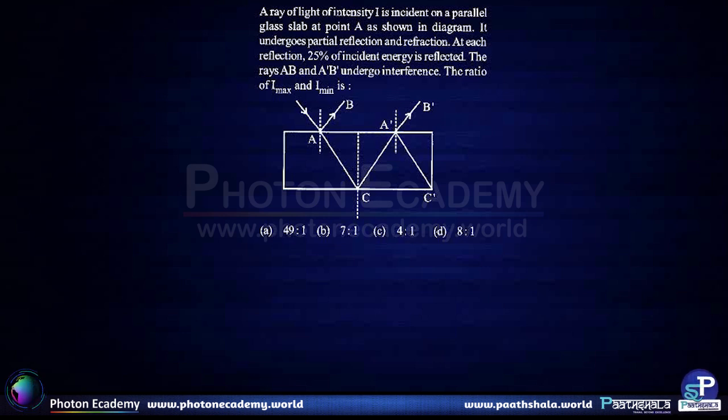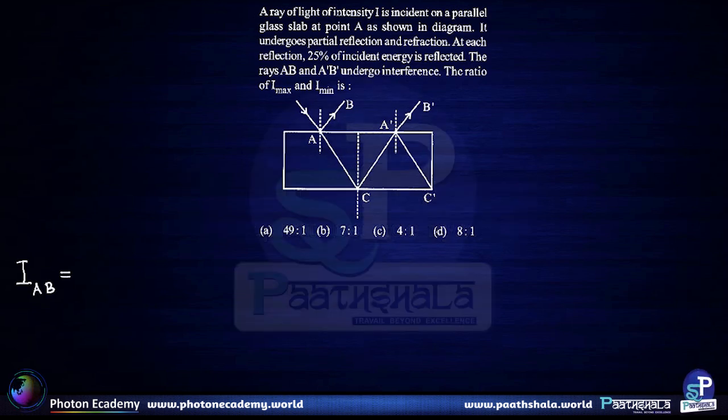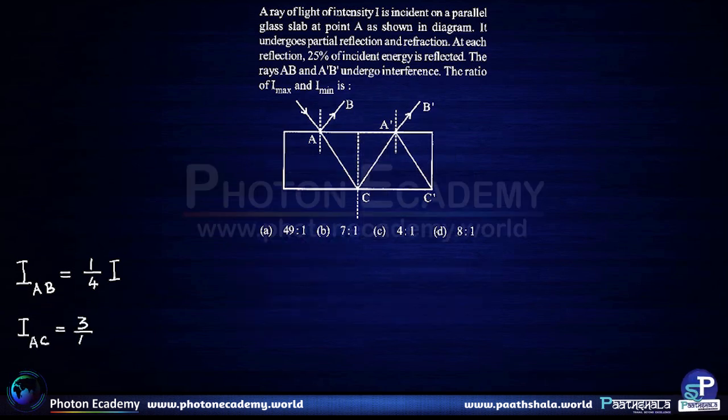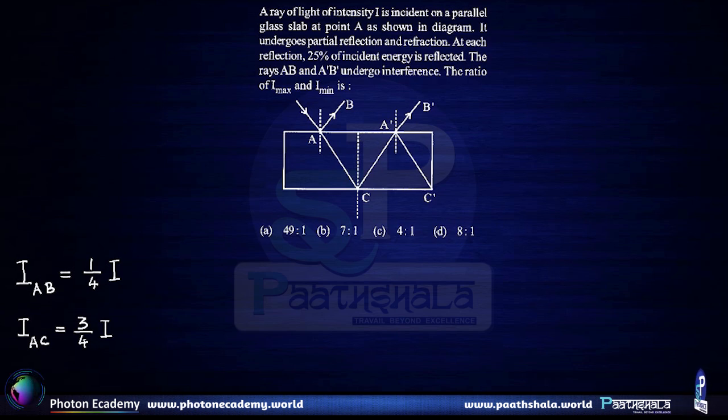So first of all, we have the intensity of the ray AB, which is a quarter of the incident energy, which is I. The rest of the intensity is in the ray AC, which would be 3 by 4 I. We can add intensities directly and conserve the total sum, because intensity is nothing but the energy per unit area, and we are simply applying the law of conservation of energy when we say that total intensity has to be conserved.